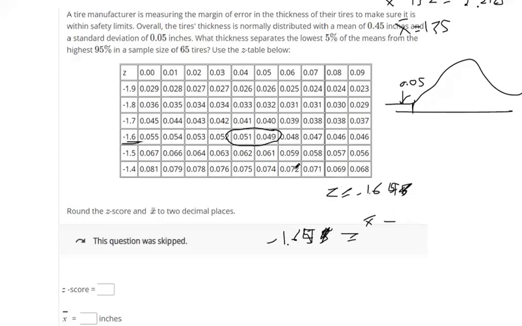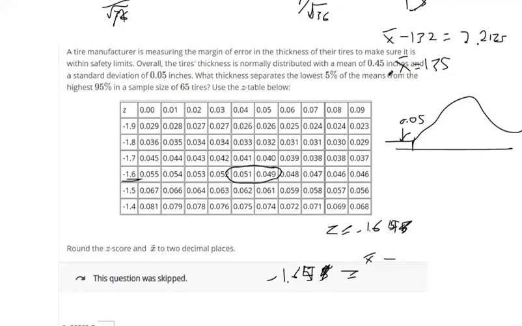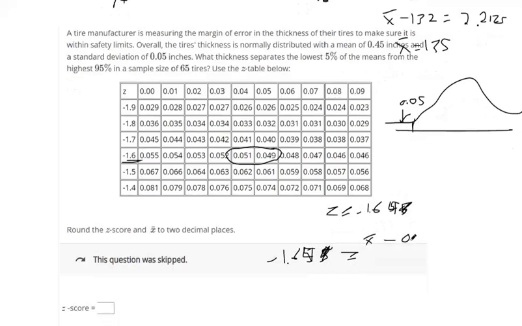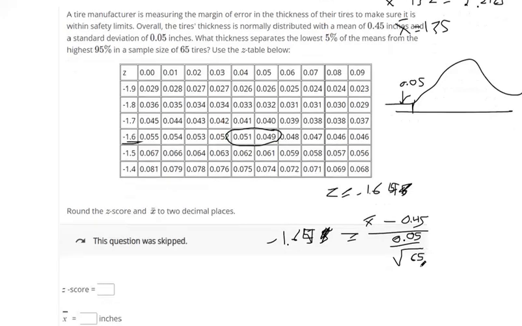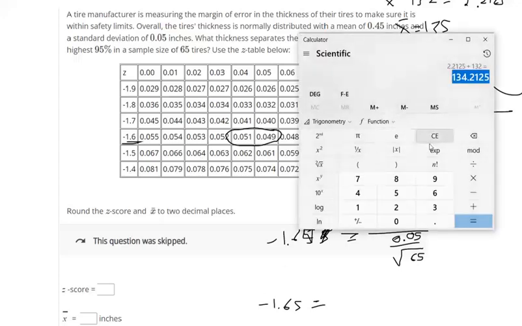The population mean for this one, mean of 0.45 inches. And then the standard deviation is 0.05. I'm just using that same formula we put in the last one. You divide by the square root of the sample size. Okay, so negative 1.65, trying to get x bar by itself. I can figure out what square root of 65 is in my calculator. And then it's 0.05 divided by that square root. So this is our denominator.